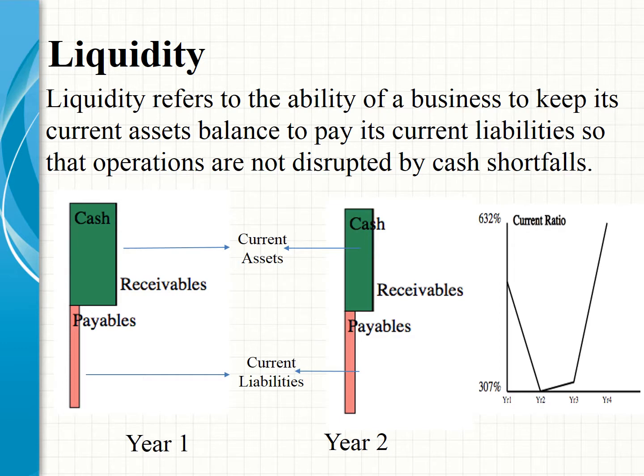Liquidity. What is liquidity? Liquidity refers to the ability of a business to keep its current asset balance to pay its current liabilities so that operations are not disrupted by cash shortfalls. Current assets in this example are cash and receivables. Receivables are considered current assets because it is money a business expects from customers within 30 days. Current liabilities in this example are payables. A simple question to ask is, do we have enough cash to pay our bills?